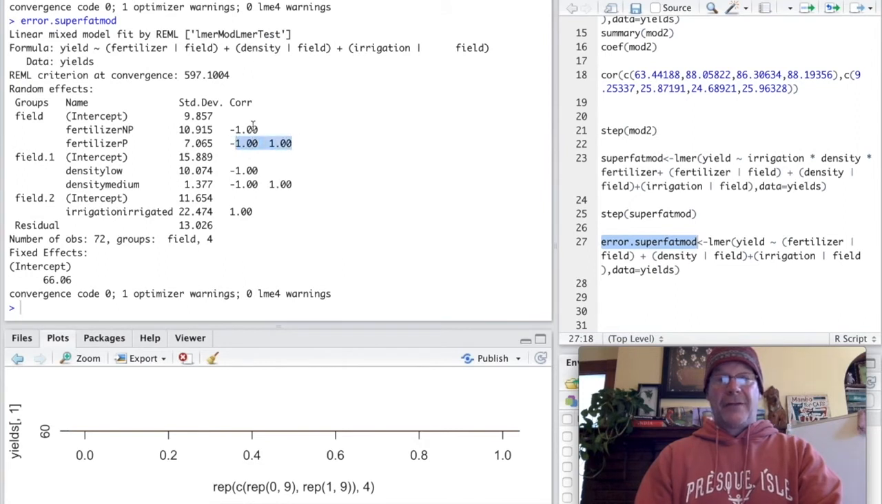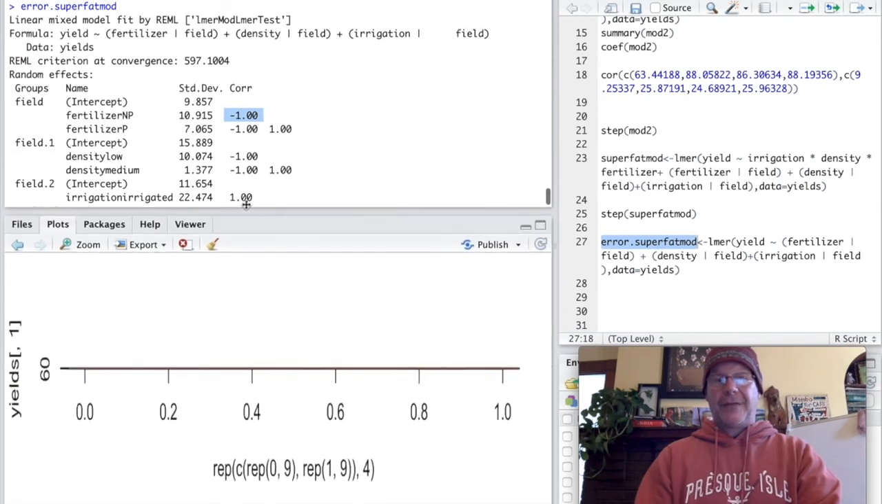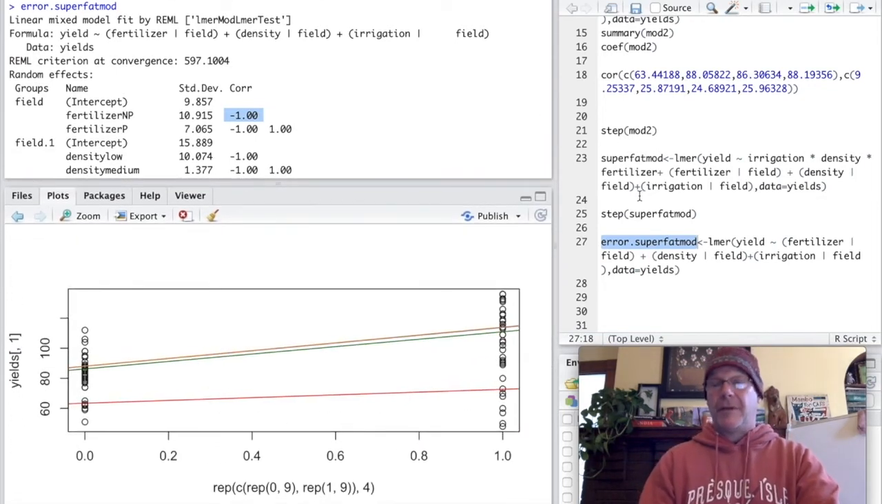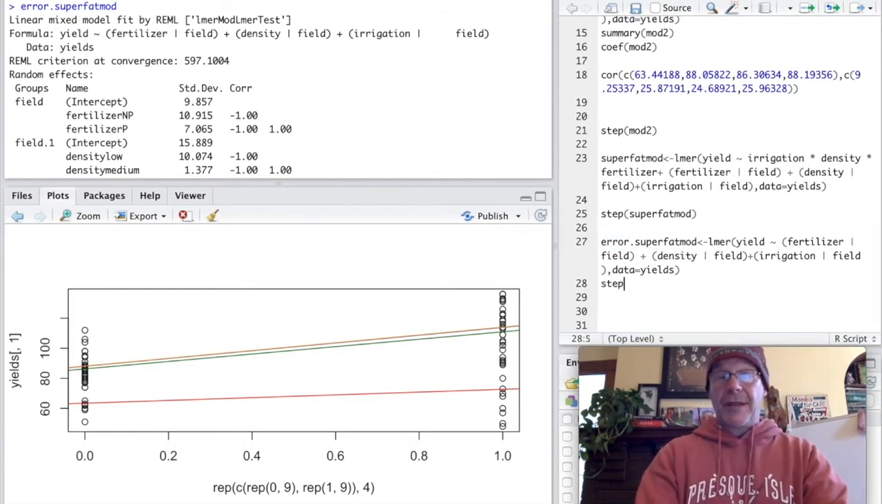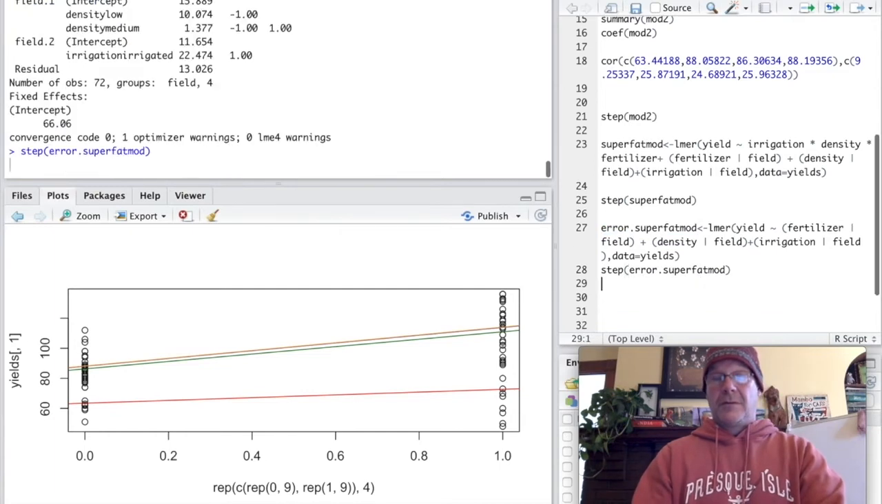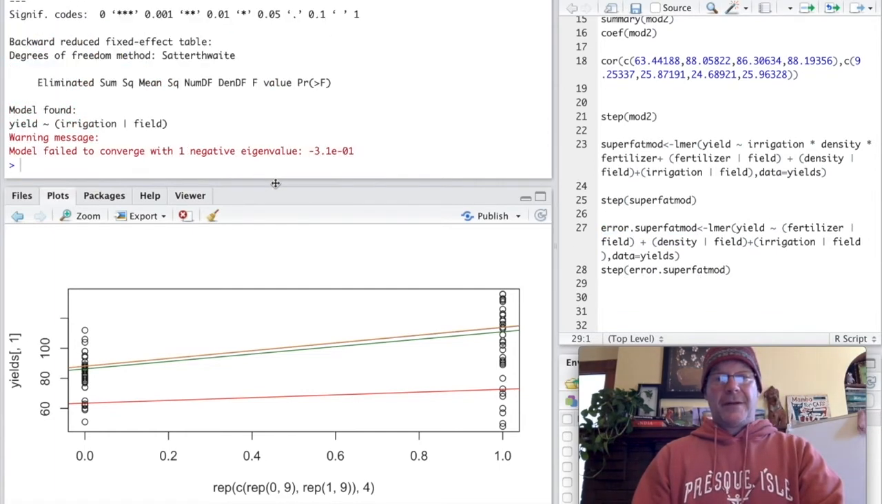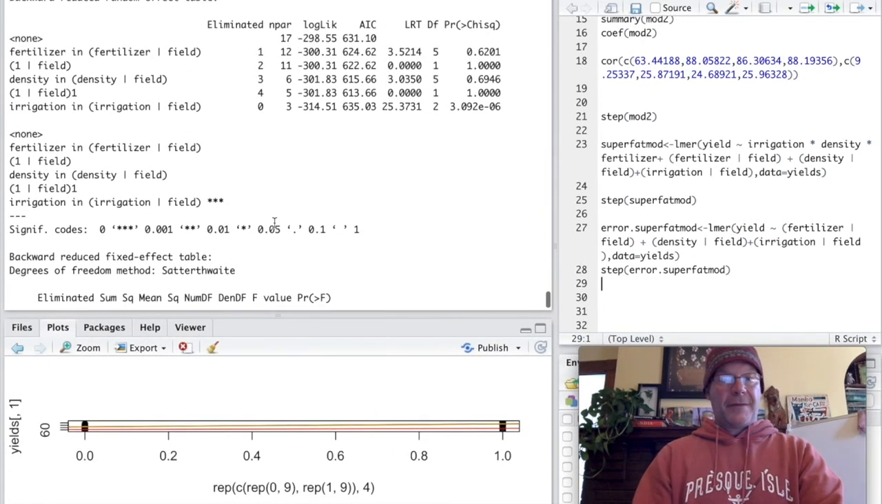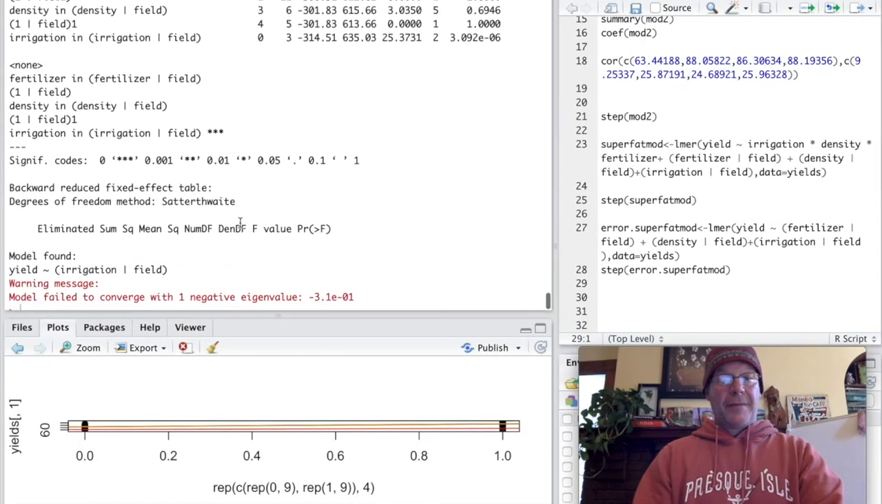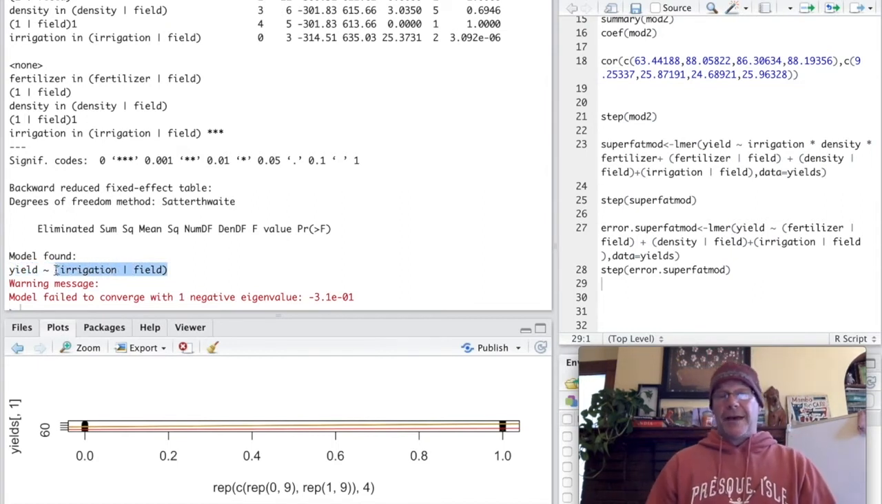And again, here's all of those correlations, right? They're perfectly correlated with one another. And again, that's telling us that the computer was unable to come up with a unique solution. So if I were to use the step function on my error super fat model, get all the warnings, and then after the warnings get out of the way, what do we end up with at the very end? We end up with the best model being one that allows each field to have its own intercept and slope as a function of irrigation. That's the same thing we did when we stuck the superfat model into the step function.